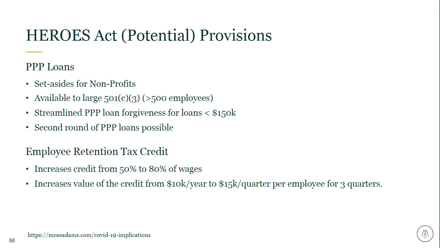But what we're looking at going forward, hopefully, and these are the potential provisions, is maybe greater set-asides for nonprofits. For the PPP loans, these PPP loans might be available to large 501(c)(3) employers, and even if you already received a PPP loan, there might be a second round of a PPP loan possible as well. So that's one aspect which we're looking at, which hopefully Congress acts on in the next few weeks. I know they're trying to pass something by the holiday season.